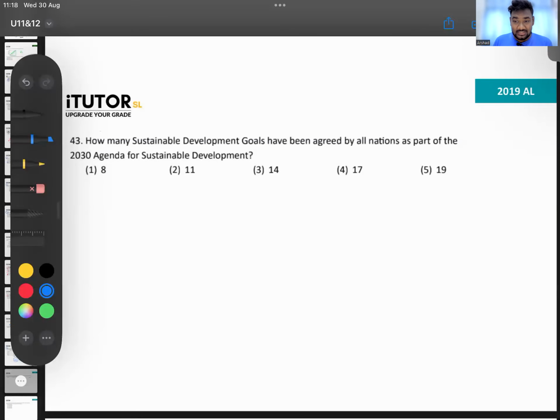Going with 2019 A levels, question number 43. Give me answers quickly, then you can take a bigger break and see me another day. How many SDGs are there? We just discussed this. How many SDGs are there? There are 17 sustainable development goals.